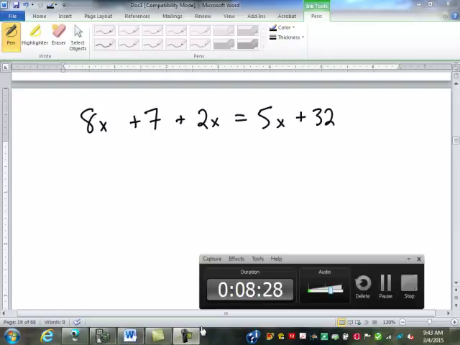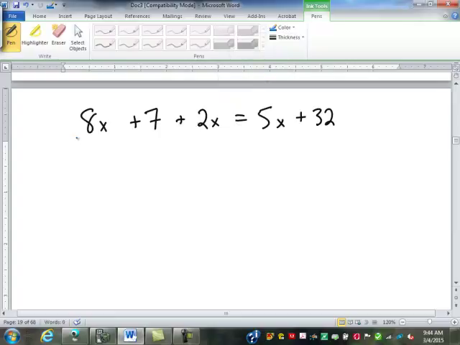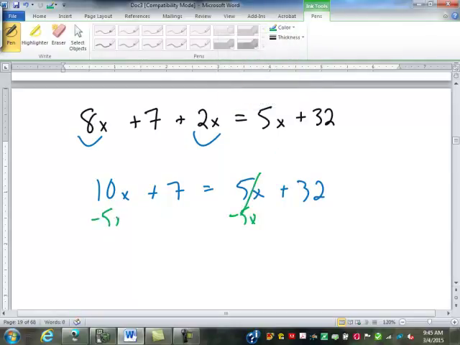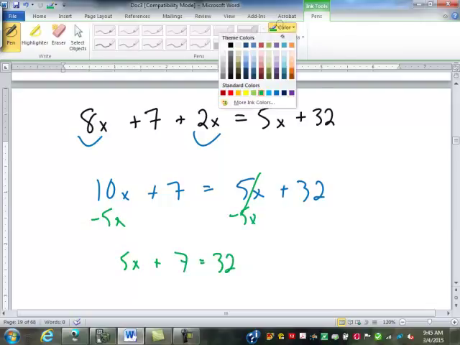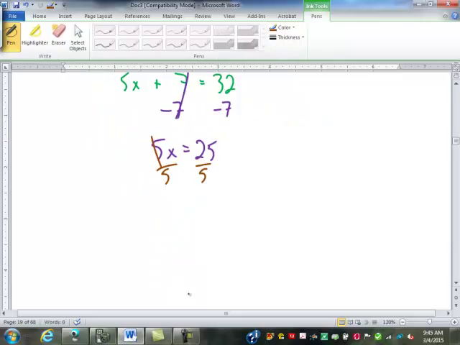Let you guys try this one in your seats. Okay, what do we have to do? Add the 8x and 2x to make 10x plus 7 equals 5x plus 32. Take away 5x, so we get 5x plus 7 equals 32. So we subtract 7. 5x equals 25. And then divide by 5. x equals 5.